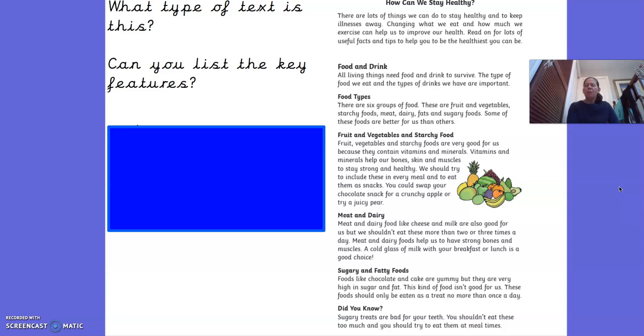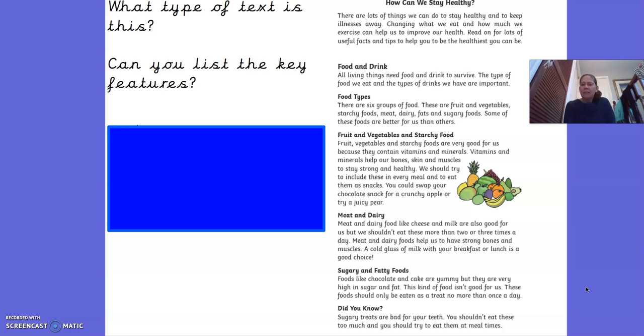Okay, so I've put a text up here. It says, what type of text is this? Is it fiction? Or is it non-fiction? Well done if you said it's non-fiction. It is. It's an information piece of writing. Then it says, can you have a look at this piece and name all the key features? So to start with, I'm going to read it to you.